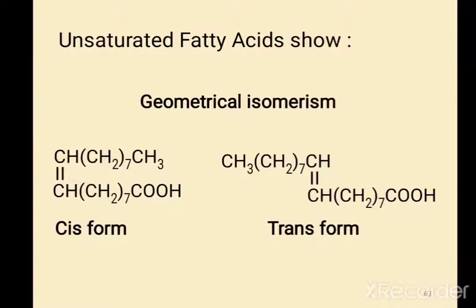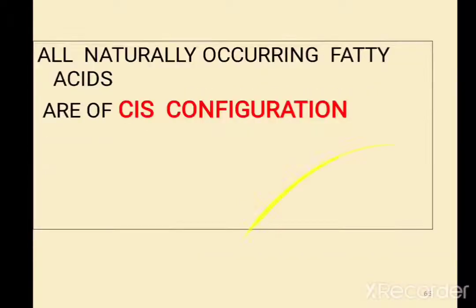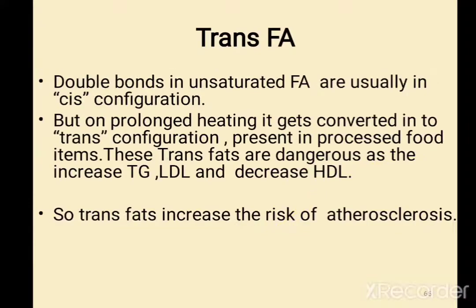And unsaturated fatty acids, due to the presence of a double bond, have geometrical isomerism, cis and trans isomerism. Cis means the acyl groups are on the same side of the double bond, and trans means the acyl groups are on opposite sides of the double bond. All naturally occurring fatty acids are in cis configuration. So what is the significance of trans fatty acids? Naturally occurring fatty acids are in cis configuration, and these cis fatty acids on prolonged heating are converted into trans fatty acids.